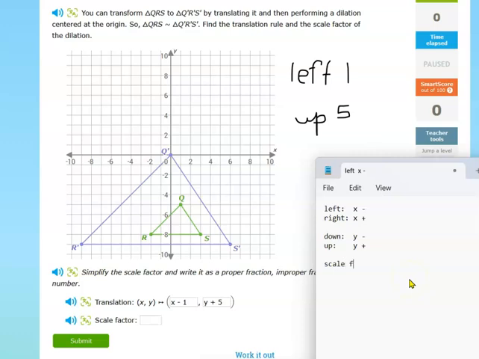Okay, so the scale factor is equal to prime over not prime. What does that mean? We are going to find the length of one of the sides of the triangle with the prime symbol. So I think I'm going to do R prime S prime. That's going to be my prime length. And then we're going to find the length of the corresponding side on the triangle that does not have the prime symbol. So this guy right here, RS. Okay, so it's going to be R prime S prime over RS.